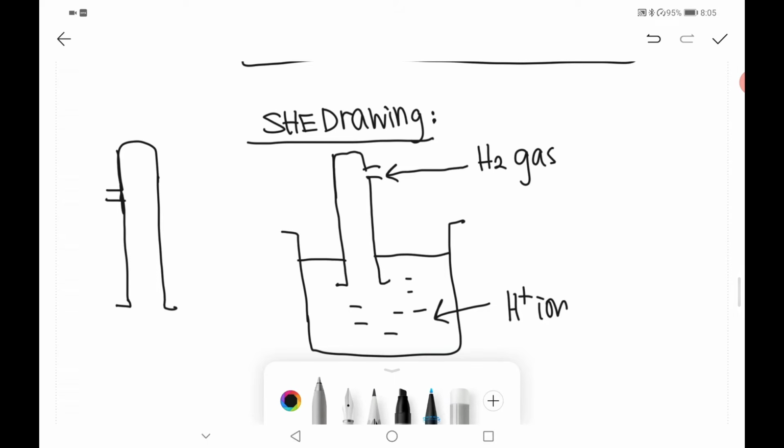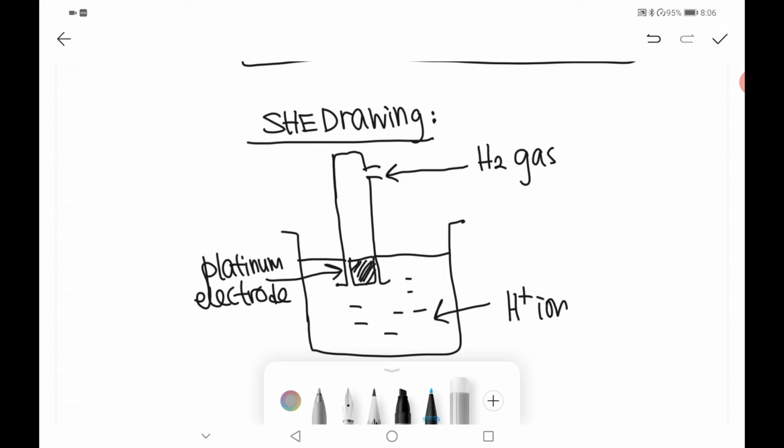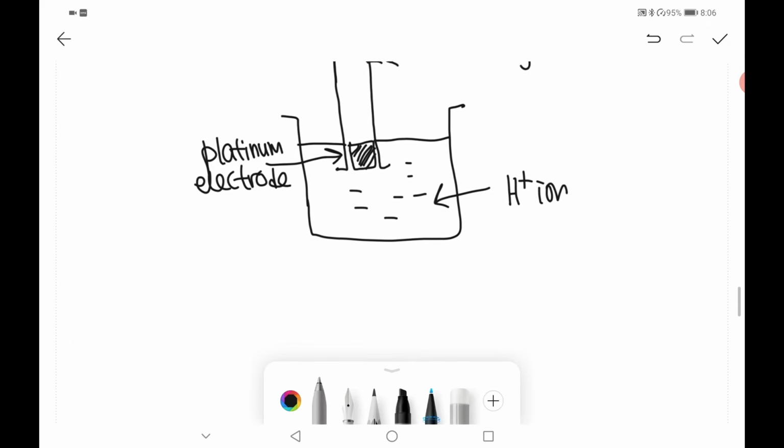This special material, you use a small box to draw. This box is called platinum. So this is the platinum electrode. Please be careful. In the standard hydrogen electrode, the electrode we use is platinum. We don't use the metal. We don't use magnesium, zinc, or whatever. We use platinum, and when we draw platinum, we draw a small size.